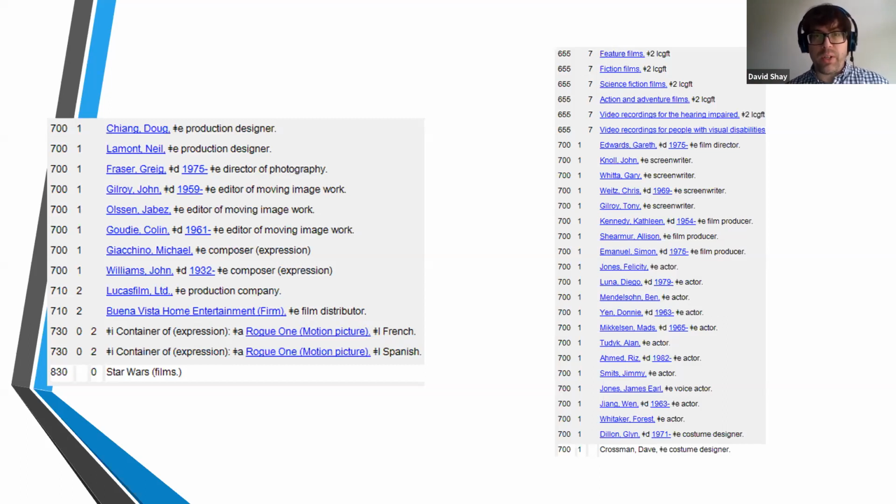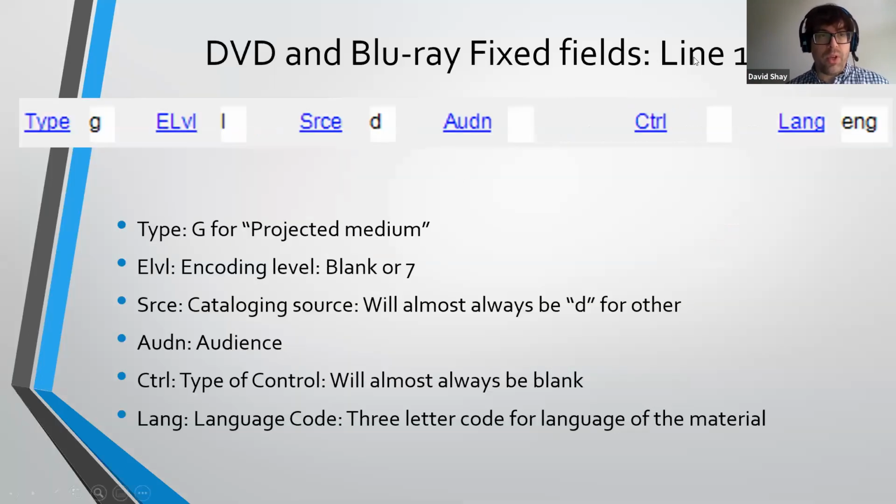So we're going to start straight into fixed fields. So right off on the top, all DVDs and Blu-rays are going to be type G for projected medium.